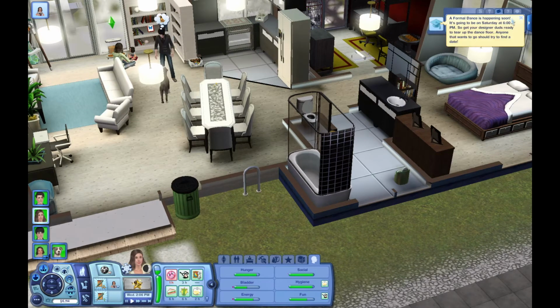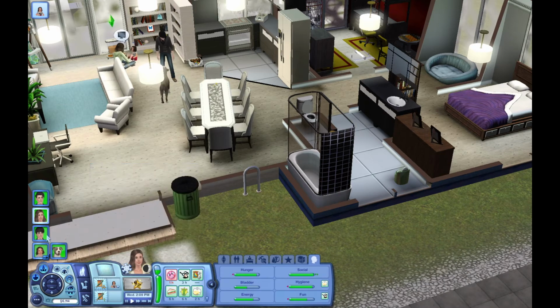Okay, so there's a formal dance. I also want Harry to get to know Hermione before this dance, because I really want them to go together. It can be like the Yule Ball. Okay, Chloe's like, put me down. Oh, that was not graceful. Chloe is not known for being very graceful.